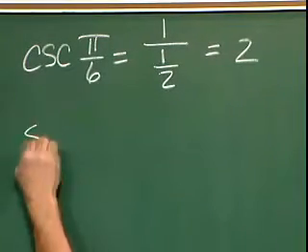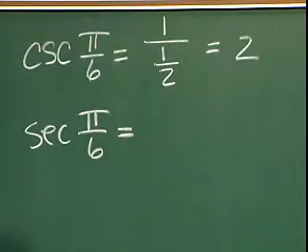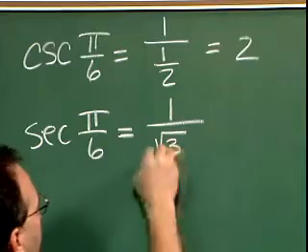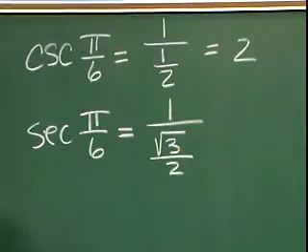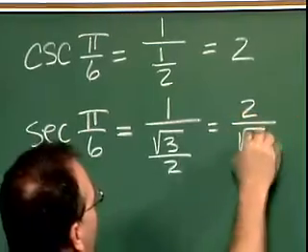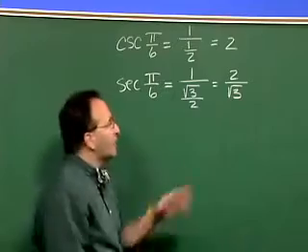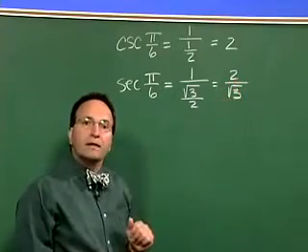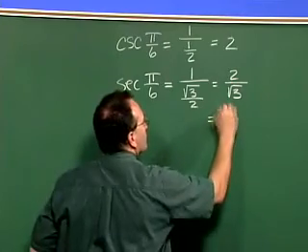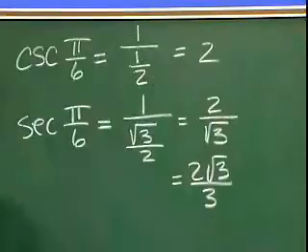The secant value of pi over 6 is equal to 1 over x. So it's 1 over radical 3 over 2. So, of course, that's equal to 2 over radical 3. And in order for me to rationalize the denominator, I have to multiply top and bottom by the square root of 3 over the square root of 3. So that's going to equal 2 square roots of 3 over 3.